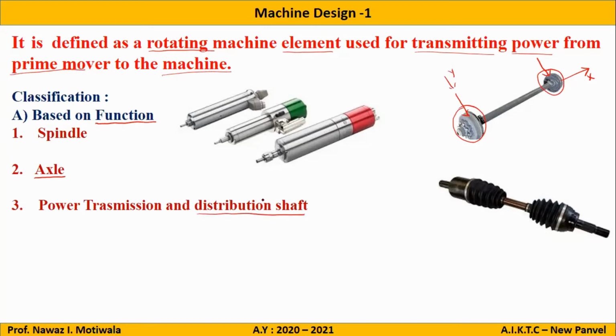Power transmission and distribution shaft. Again, what do you mean by this power transmission and distribution shaft? Okay, let me explain. Let us say there is a shaft here on which there is a gear attached. There is a gear here. Let us say one pulley is here. This is a shaft AB on which there is a gear and a pulley.